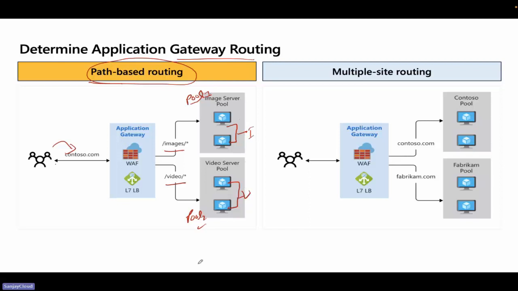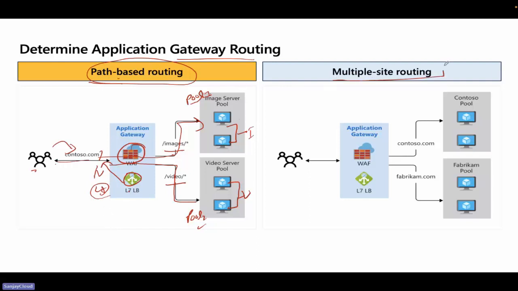Correct? So what I want, whenever a user from the internet sends a request for images in the URL, it should be forwarded to the images pool of servers. If a user from the internet sends a request for videos, his request should be forwarded to the videos pool of servers. That is called path-based routing, where the load balancer will read your layer 7 content, and based on that request it will forward or distribute your request to the backend pool. Optionally, we can use a web application firewall to protect layer 7 content here. That is called path-based routing.